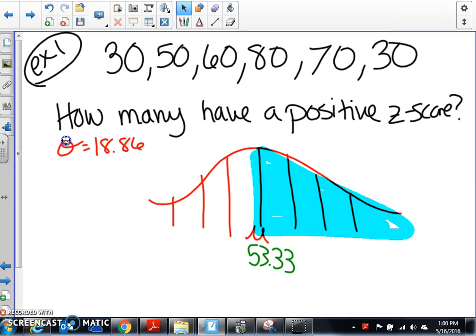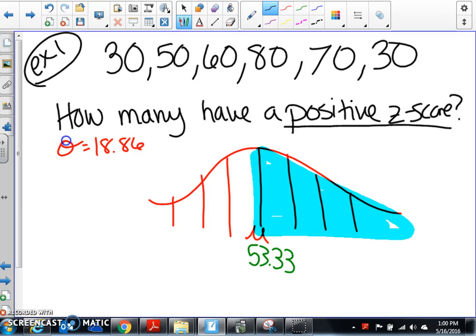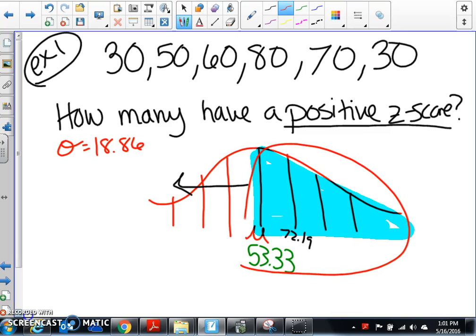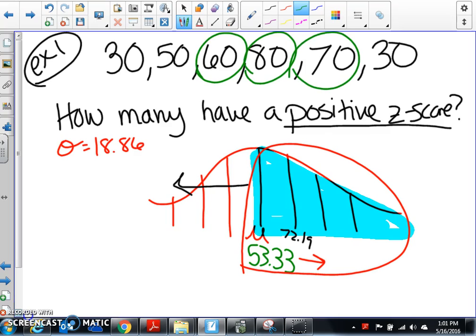Okay, so then to find the positives, since I only want the positive z-scores, I'm not going to even worry about these negative z-scores. So I would add 18.86 to all of them. I can sit there and add 53.33 plus 18.86 and so forth. I'd get 72.19, and I could keep going. But really, I know that if it's a positive z-score, it's anything greater than 53.33. So anything greater than 53.33, I would say, all right, 60 is definitely one, 80 is definitely one, 70 is definitely one. So I would have 3 positive z-scores.